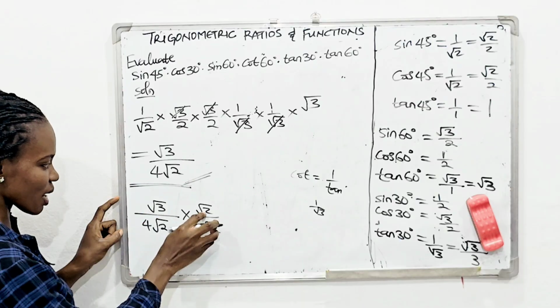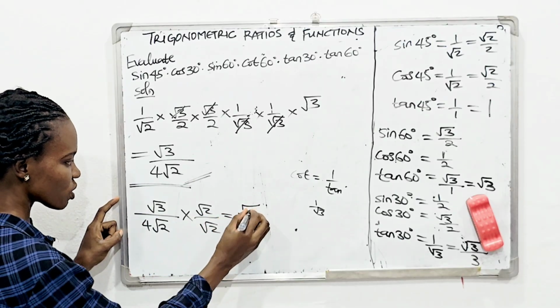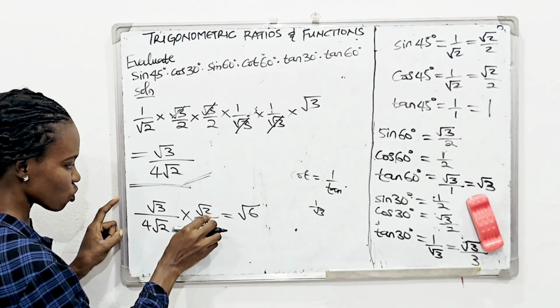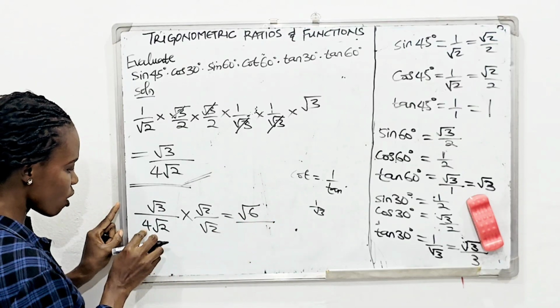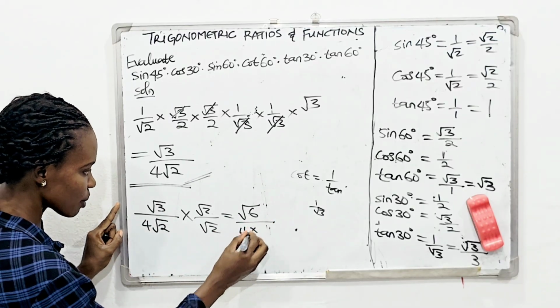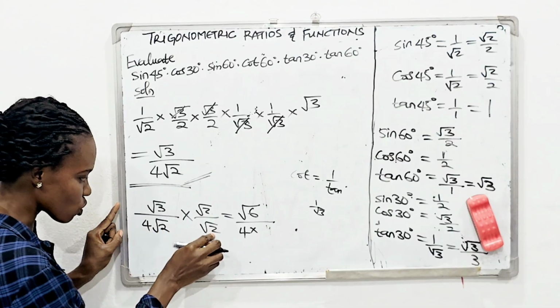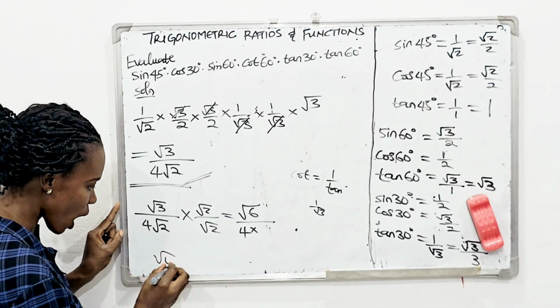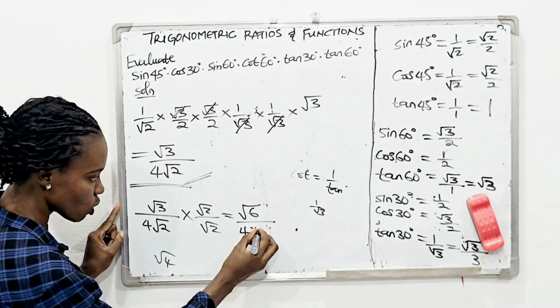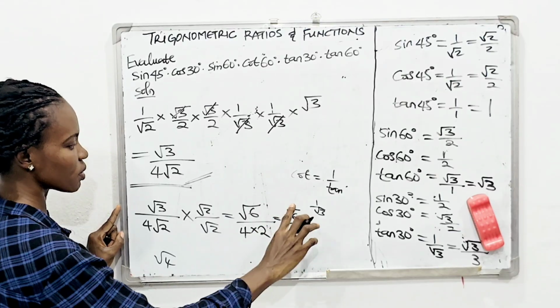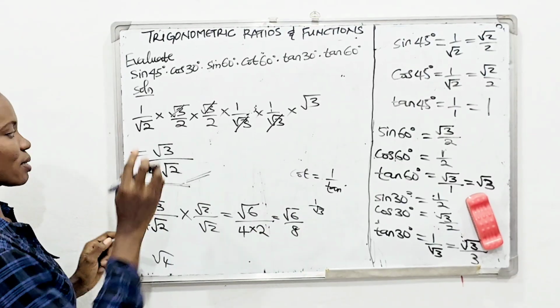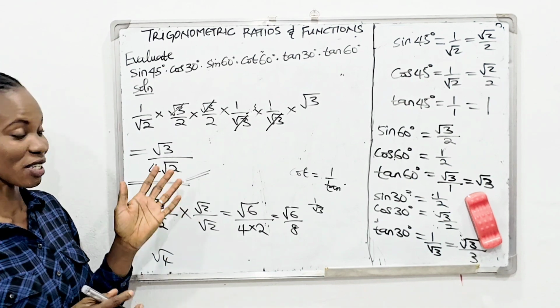So this times this: root 3 times root 2 will give me root 6, all over 4 times surd 2 times surd 2, which gives root 4. The square root of 4 is 2, so I have root 6 over 8. This is the same thing as this. See, it's very simple.